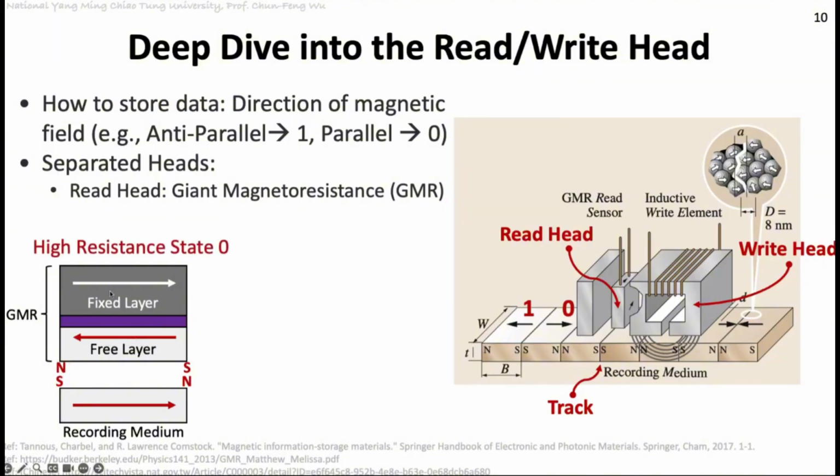Okay. So in this case, because the fixed layer and the recorded medium are parallel, we say this is code 0. And the reason for 0 is because for this GMR, the fixed layer and the free layer are in different directions. So the GMR will show a high resistance state. So you can imagine for this GMR, if you give a voltage value on this GMR, you can follow Ohm's law, like you can get V equals IR, this kind of thing.